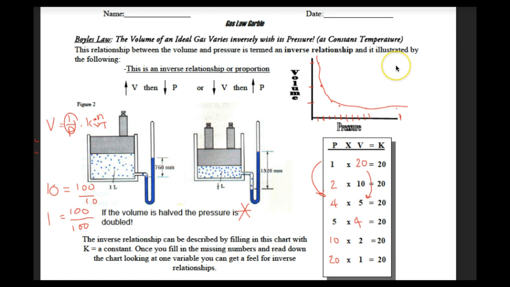So again, if one goes up by 3 times, the other will go down by 1/3. And as you plot these points and look at this curve, and as you fill in this chart, you can really get a solid hold on the relationship that exists between the volume and the pressure, as long as your temperature and your number of moles are held constant.